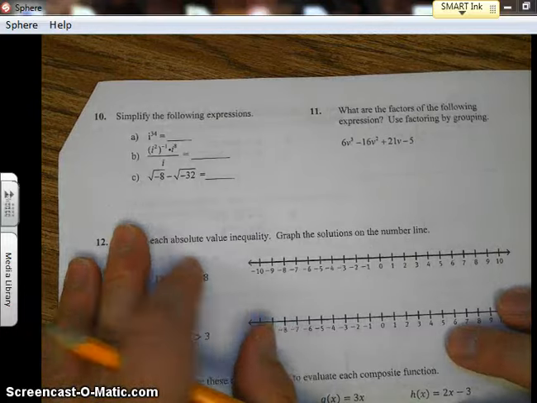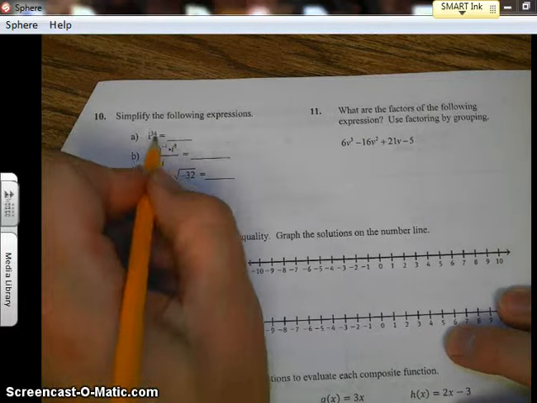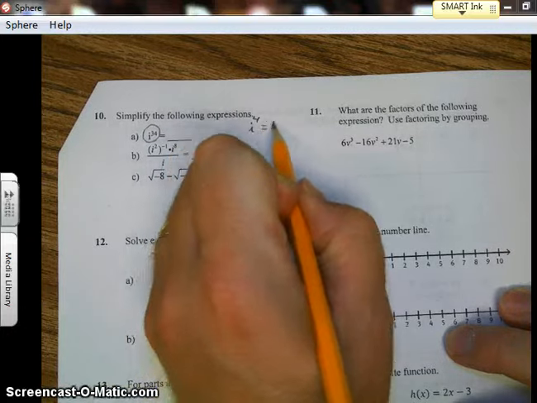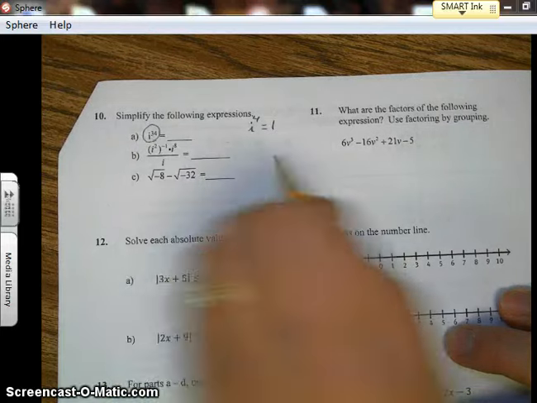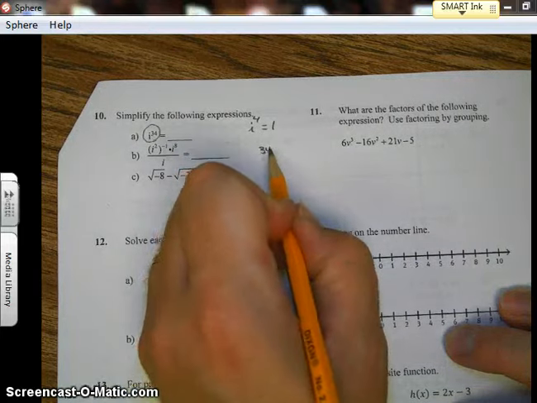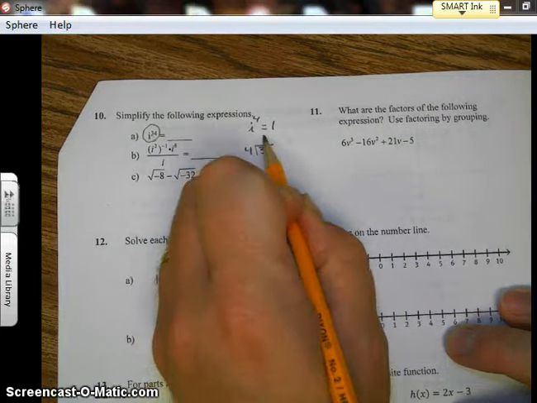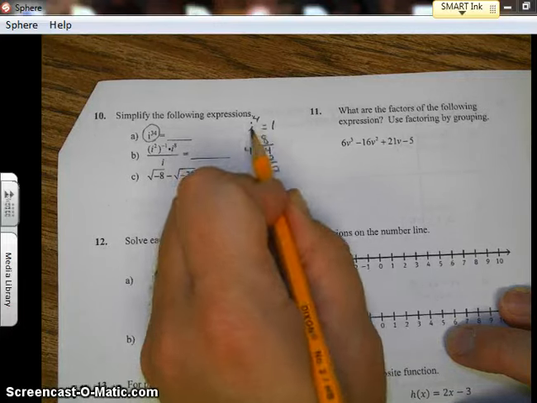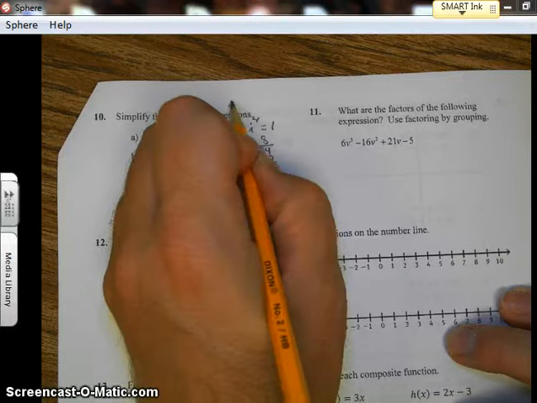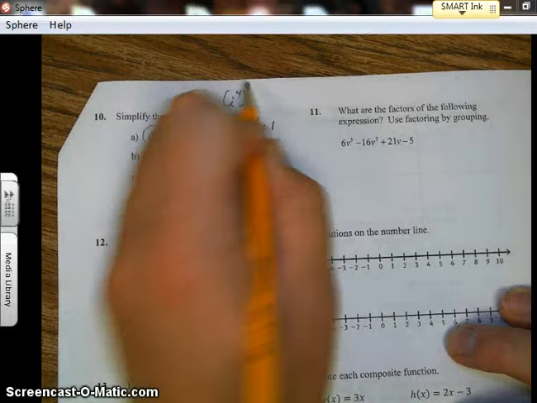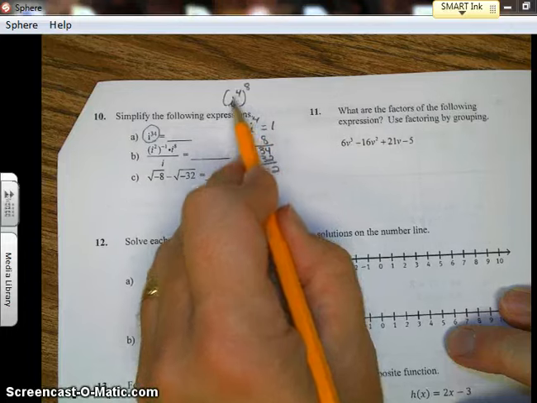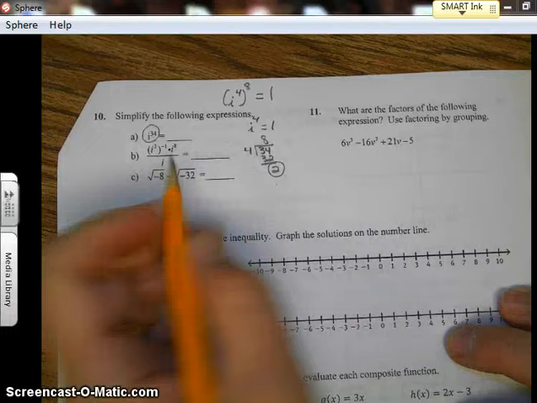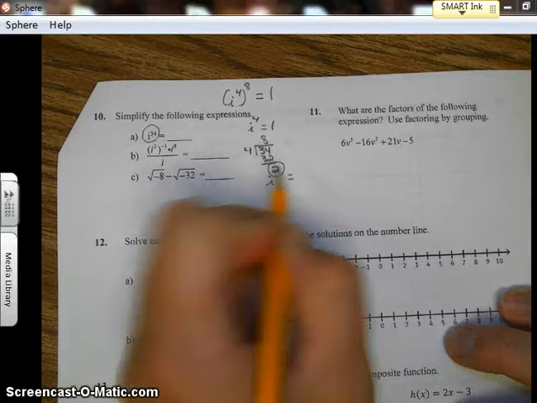Alright, number 10. Simplify the following expressions. So if you remember, i to the 4th is equal to 1. So I want to see how many 4s go into 34. So that's going to go in there 8 times. So 8 i to the 4ths. 8 i to the 4ths is just 1 to the 8th power, which is 1. So that leaves me with 2 i's left over. So i squared is negative 1.